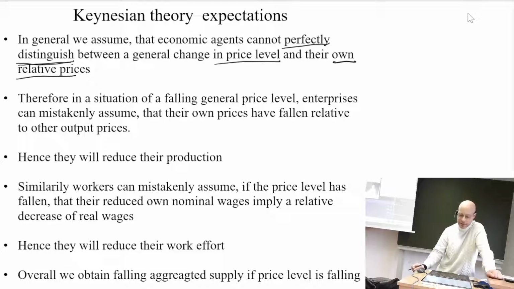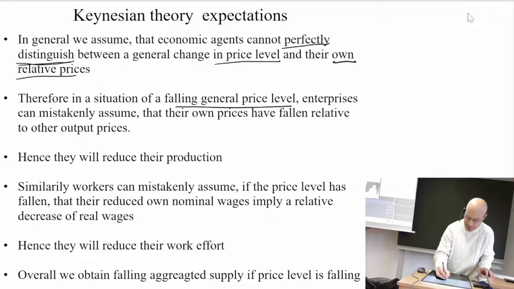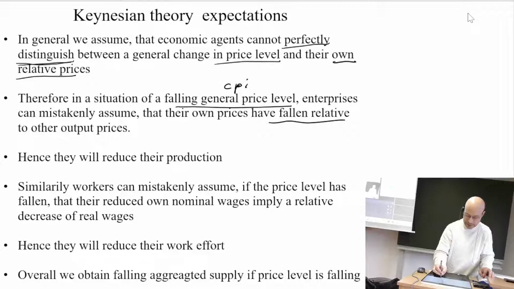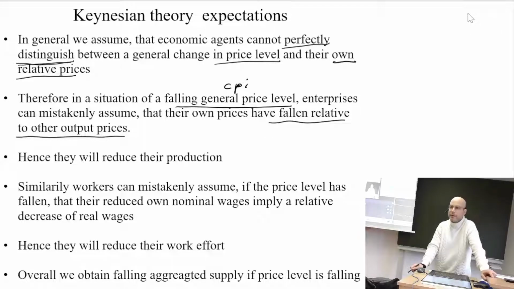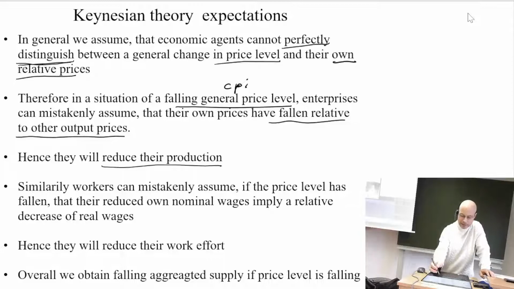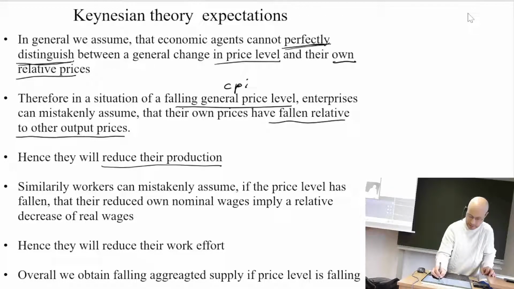And if I cannot distinguish this, then we also again try to argue what happens if the general price level, again, CPI, is falling. Now we could think of a situation that I interpret this situation because in general prices are falling, that also my own prices have relatively fallen. And if I assume this, although my own prices haven't changed, then of course I also start to reduce production because of my misspecified expectations.